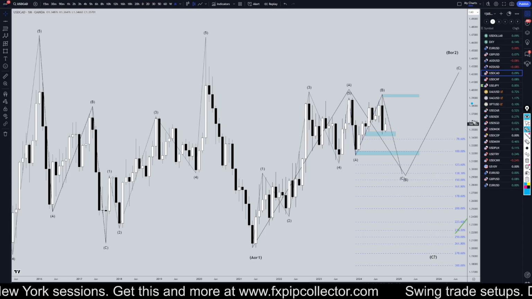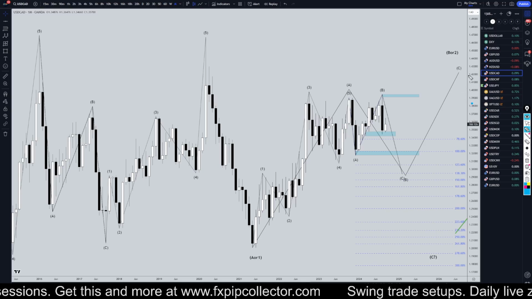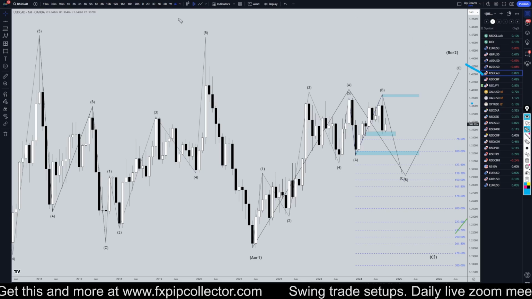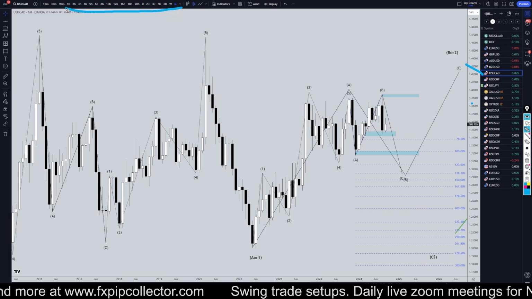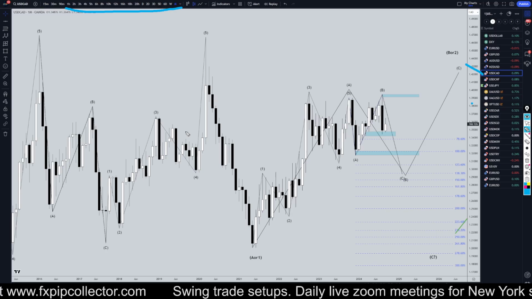Today is Friday, September 20th, and I'm going to be analyzing the US dollar Canadian, starting on the monthly, working my way all the way down to the 1 hour time frame for the full top down analysis.